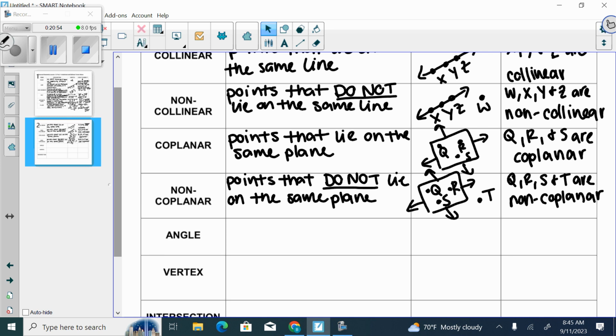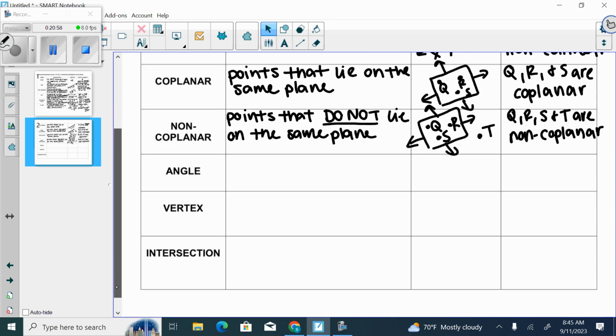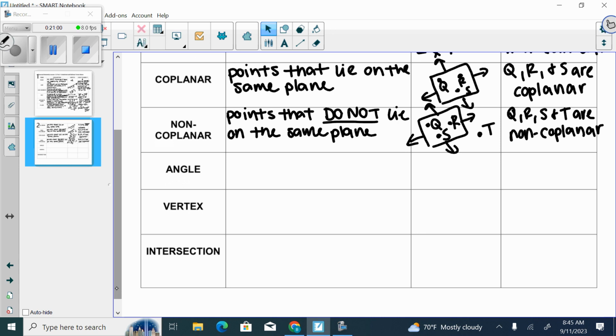All right, and then we have our angle. So you guys are probably more familiar with seeing this. You've had to do stuff with these in the past. Our angle is made up of 2 rays that share a common endpoint that we call a vertex.